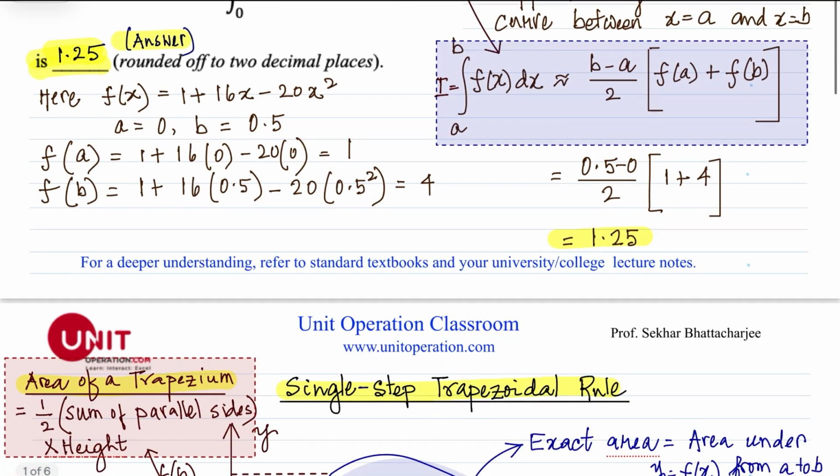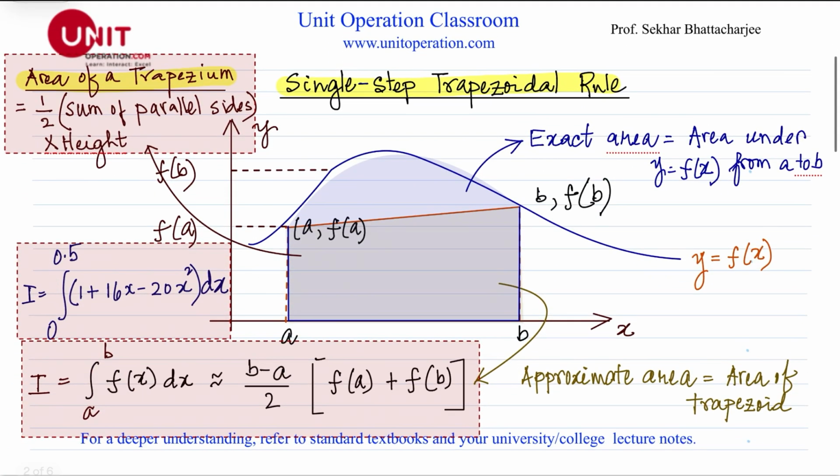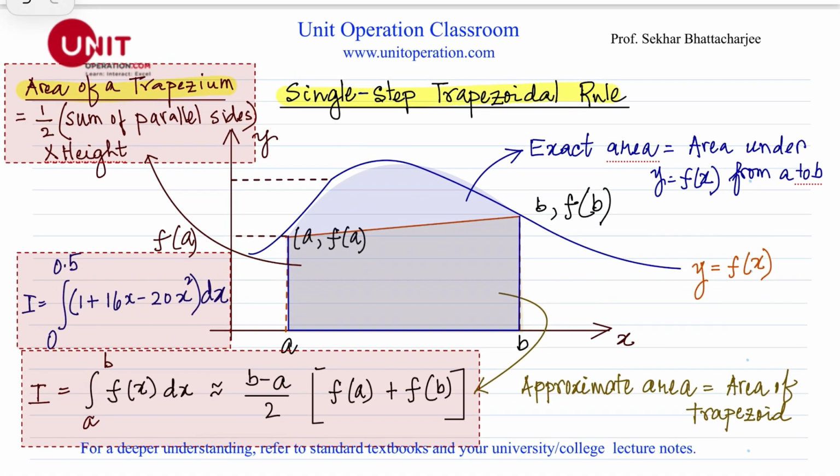Now, let us try to understand the theory behind this single step trapezoidal rule. Let's assume that this is the function f(x), and in the single step trapezoidal rule, we assume this to be like a trapezium. If the function has almost no curvature, then this would be a very accurate answer. But if there is a curvature, then there will be a difference between this trapezium and the actual area under the curve.